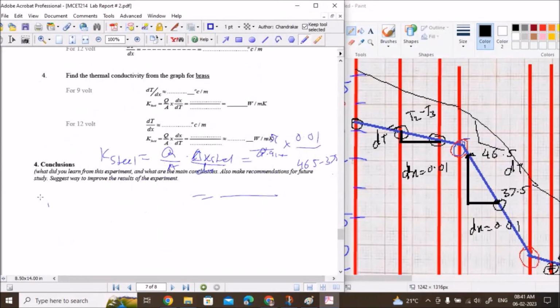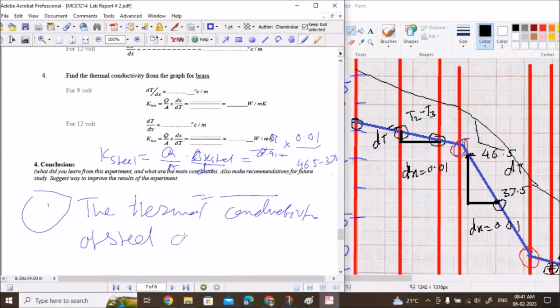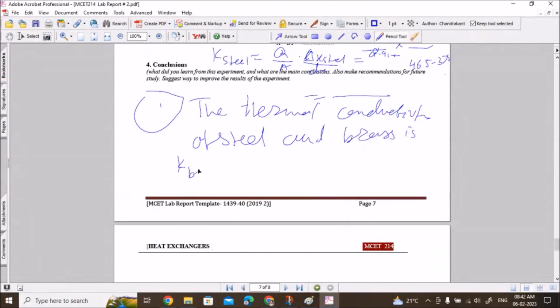So write the conclusion. Thermal conductivity of steel and brass is K brass. Write the answer for any one 9 volt. Write K steel, K brass is equal to by calculation, by graph. Write two answers. Now for K steel, write thermal conductivity by calculation and by graph.